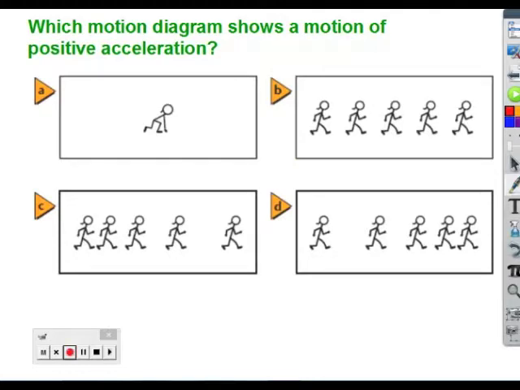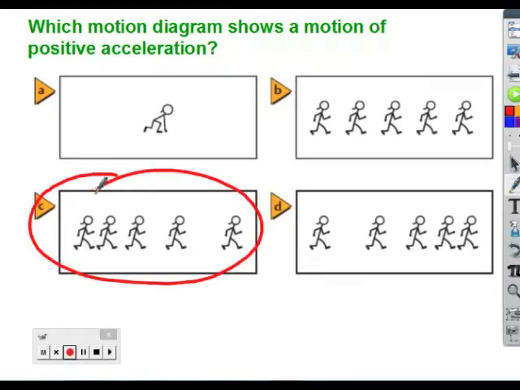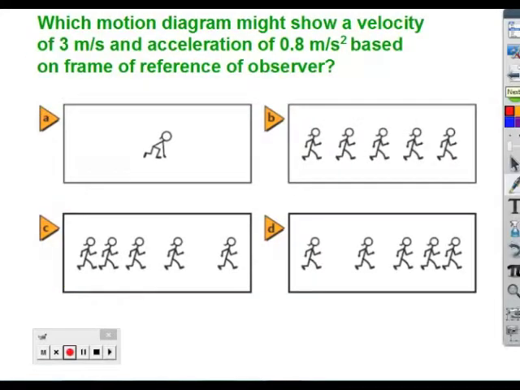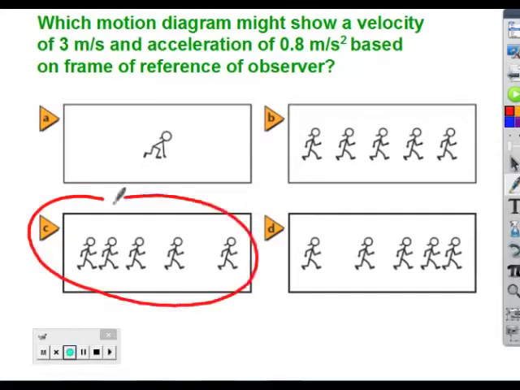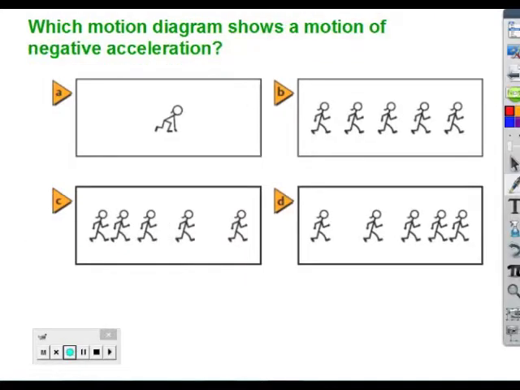Come on, you can do it. We had this question before as well. But only positive this time. We should see the displacement increasing over time because the velocity is increasing over time. And there it is. The acceleration vector is in the same direction as the velocity. What about 3 meters per second with an acceleration of 0.8 meters per second squared? Well, wait a minute. That's positive acceleration, right? It's going in the same direction. So it's the same question, which shows negative. What would be negative acceleration?